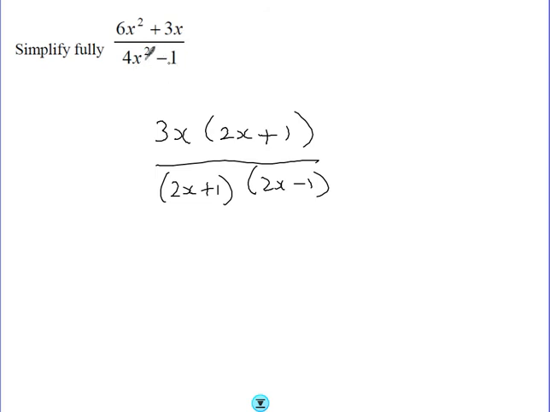Now if you ever struggle to factorise the bottom, remember that they've got to cancel down. So if you've got something like this, it's pretty likely that you're going to get 2x plus 1 being a factor on the bottom, which actually is what happened when we factorised it. Now that's the same as that, so I can cancel them. So we've ended up with 3x over 2x minus 1.